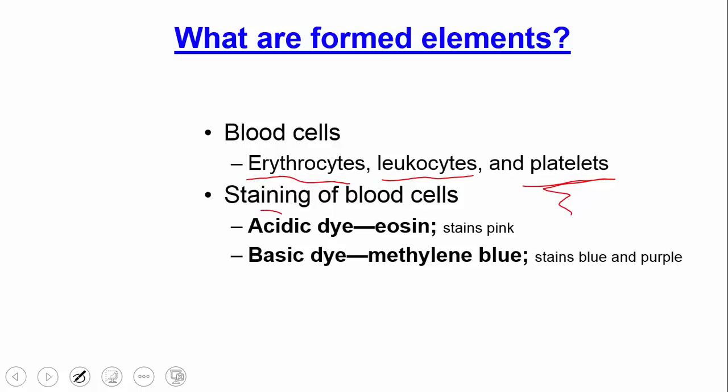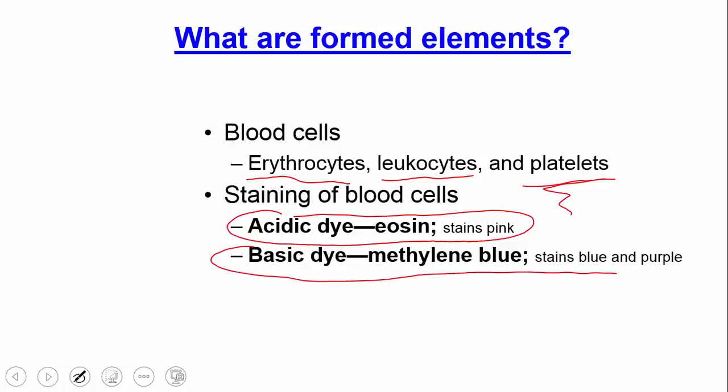We use different stains to look at the formed elements. We have acidic stains, something called eosin, which stains certain aspects of the cells pink. And then we have basic stains, the classic one being methylene blue, which stains certain parts of the cell blue or purple. We're going to look at these distinct staining patterns to distinguish one formed element, or one type of blood cell, from another.